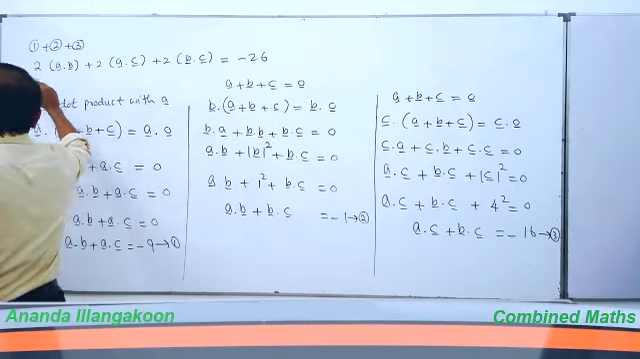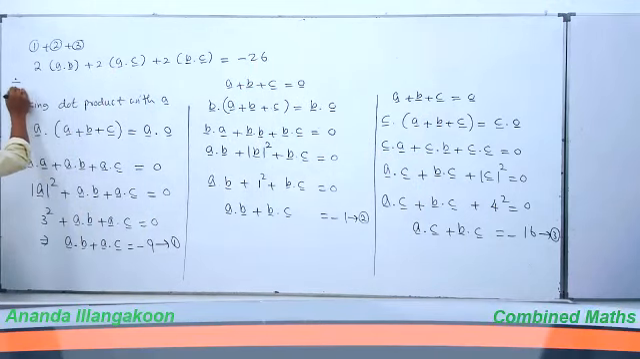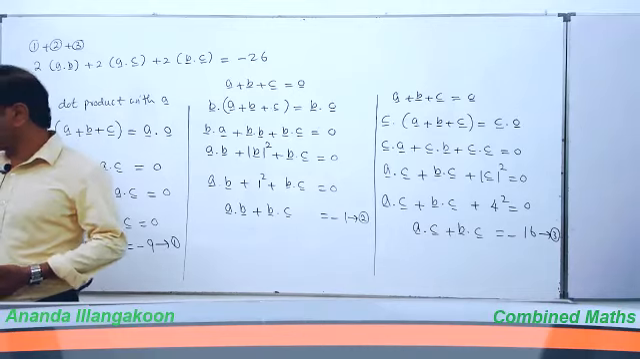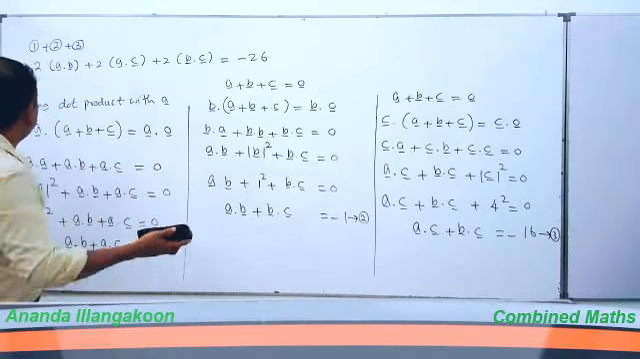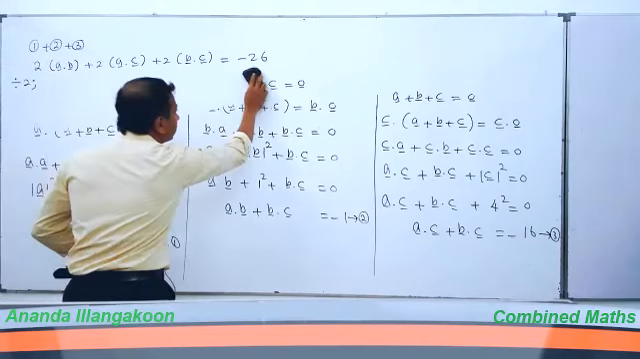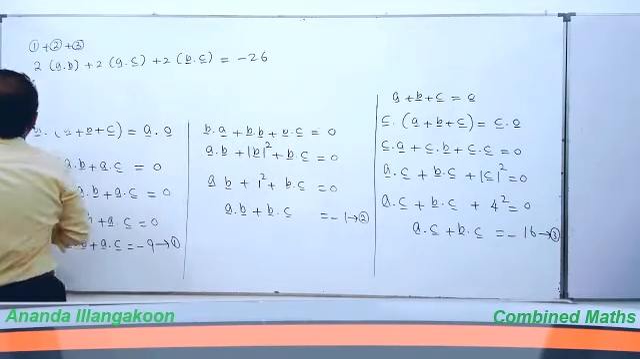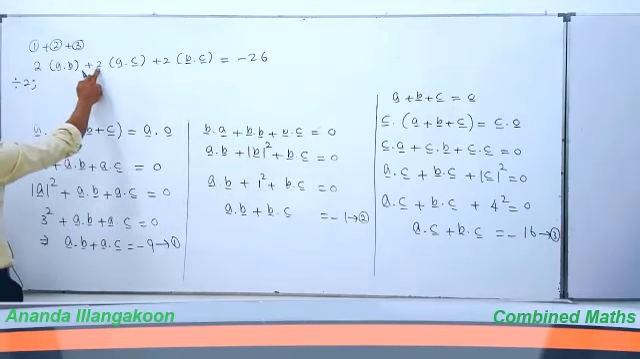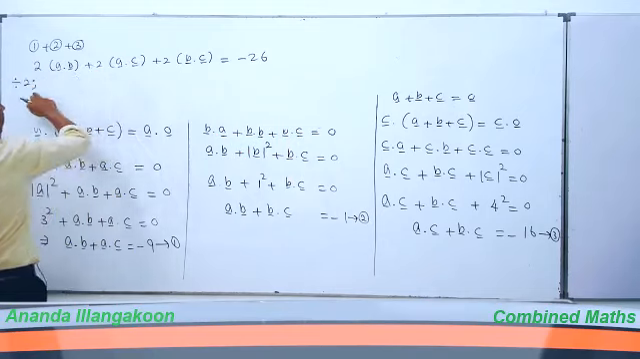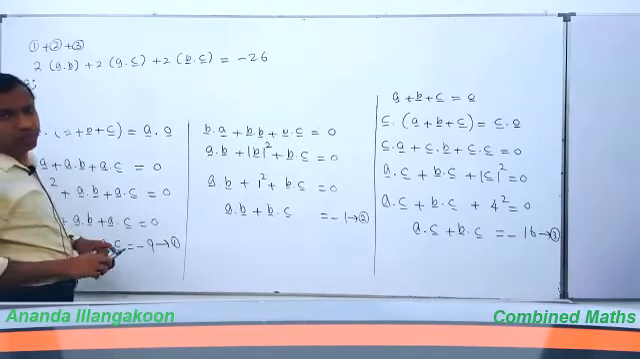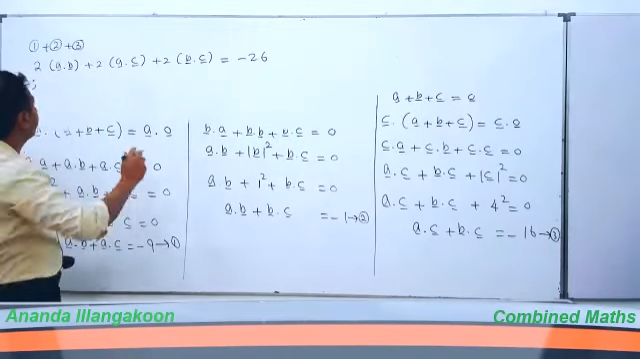Now we divide both sides by 2. Then what do you get? This 2 and this will cancel off. Right hand side minus 26. When you divide by 2, we get minus 13.